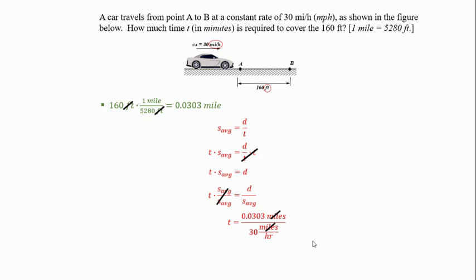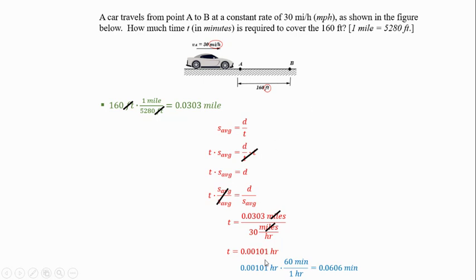Therefore, the only unit that is left over is hours. So right now we have that the time is equal to 0.00101 hour. But the question didn't ask for time in units of hour. It asked for time in units of minutes. So all we have to do really here is just convert hours to minutes. So we have to do one more conversion step.